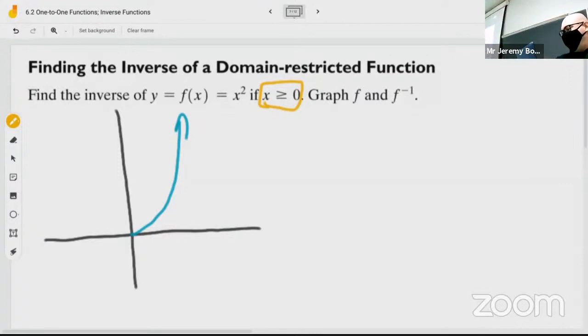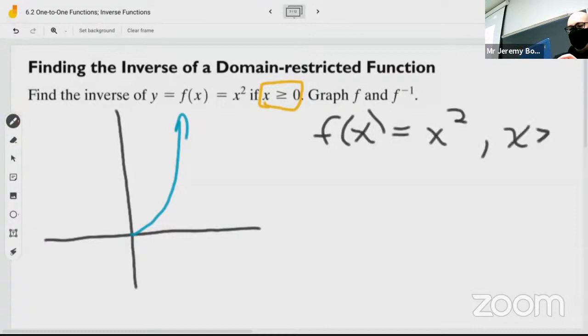Okay, so we're going to take that function, f of x is equal to x squared, and we're going to only work where x is greater than or equal to 0, and we're going to try to find the inverse. So what do you think we're going to do? What are we going to do first? We're going to replace f of x with y. So we'll have y is equal to x squared.